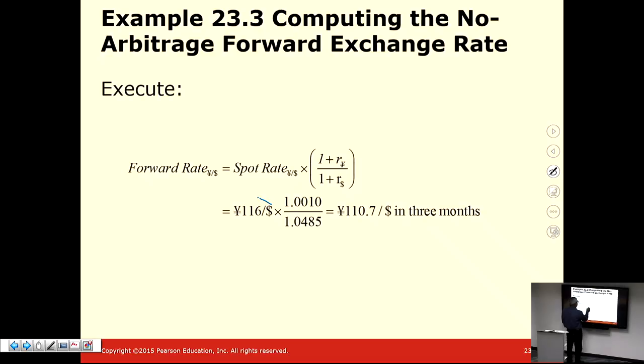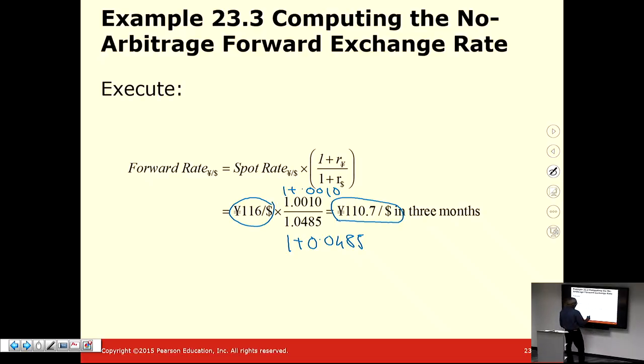So the spot rate is 116. Interest rate in Japan was 0.10%. So that will be 1 plus 0.0010. Interest rate in US was 4.85%. So it will be 1.0485. That gives us a forward rate of 110.